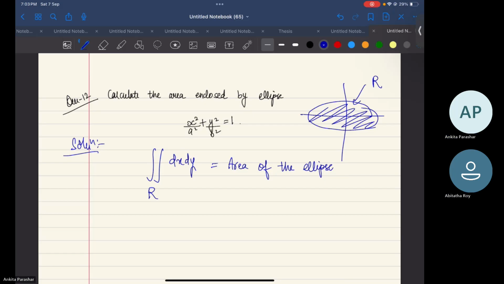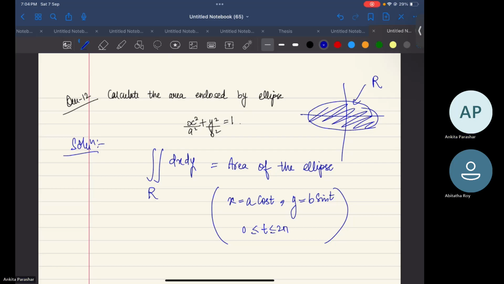Okay. So what do I do over here? I will just parameterize it by writing x equal to a cos t, y equal to b sin t, t from 0 to 2 pi. Does it make sense? Yeah.